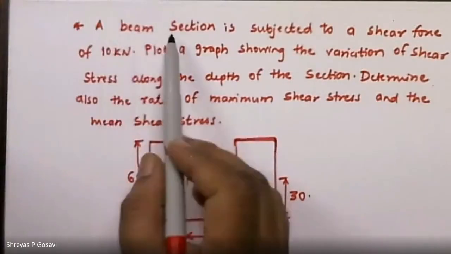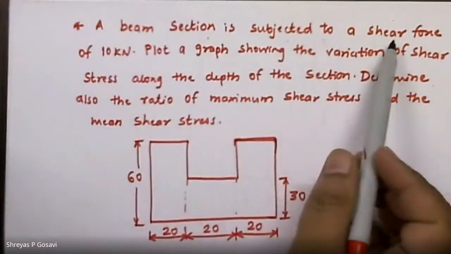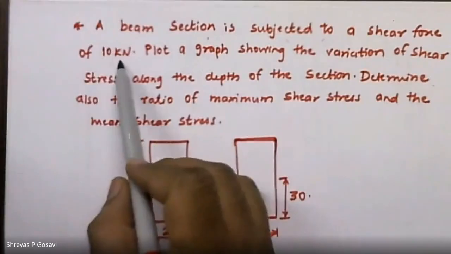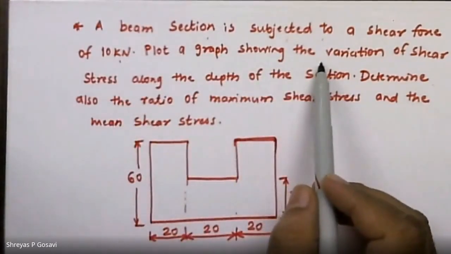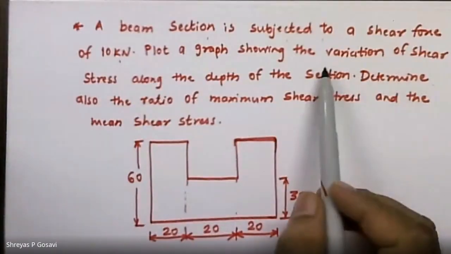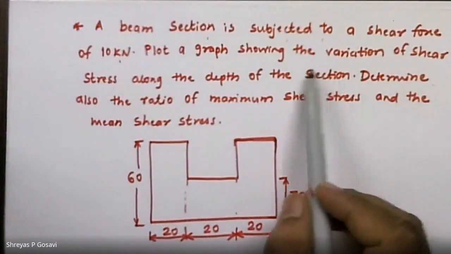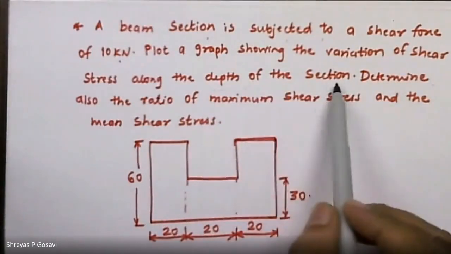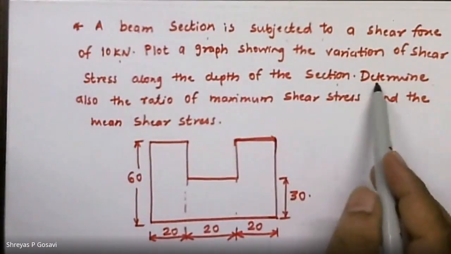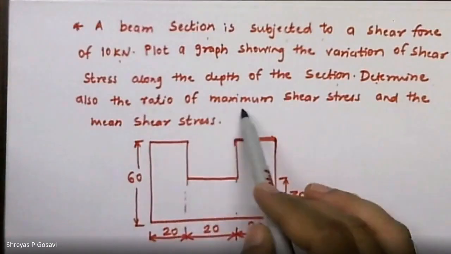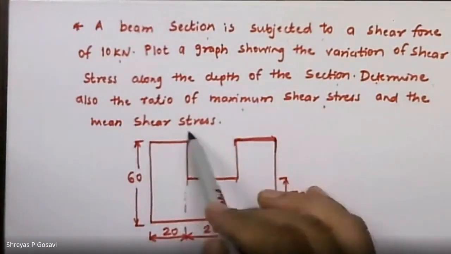The statement is: a beam section is subjected to a shear force of 10 kilonewton. Plot a graph showing the variation of shear stress along the depth of the section. Okay? Depth, that is along 60 millimeters. Determine also the ratio of maximum shear stress and the mean shear stress.